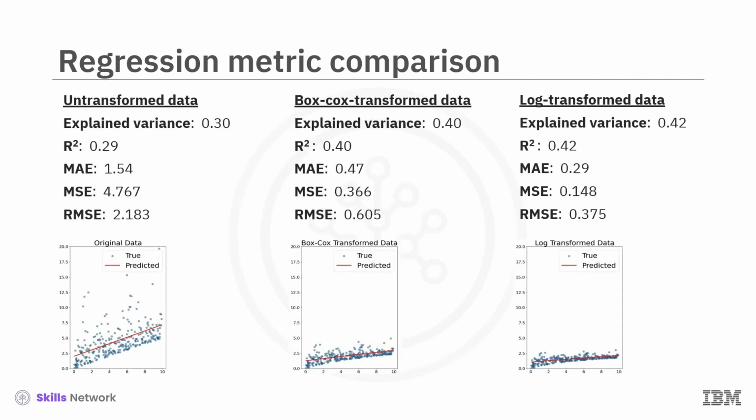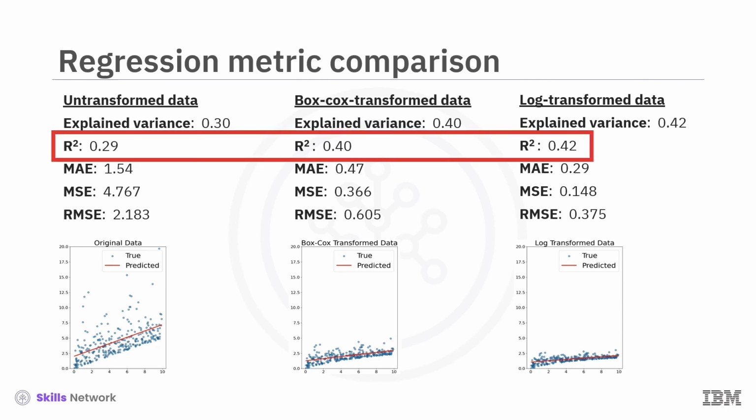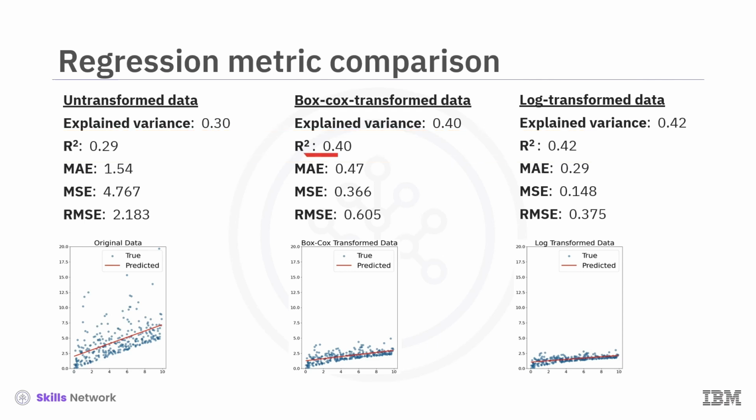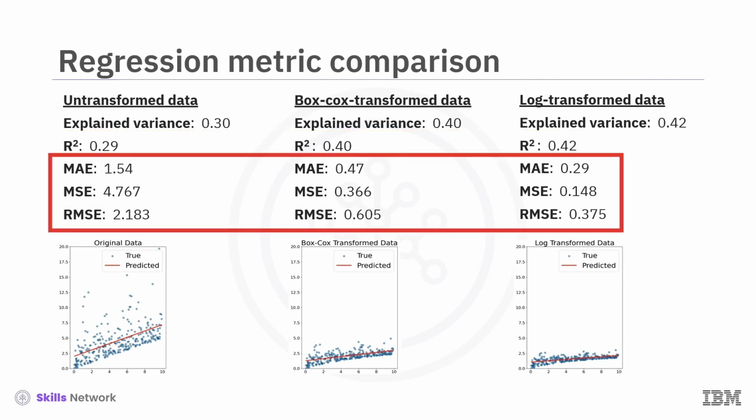The various evaluation metrics displayed for each of the 3 models fit to the transformed targets are all consistent with our visual intuition of the result. R squared increased significantly for Box-Cox and log transformations, and the error metrics, MAE, MSE, and RMSE, all improved substantially.